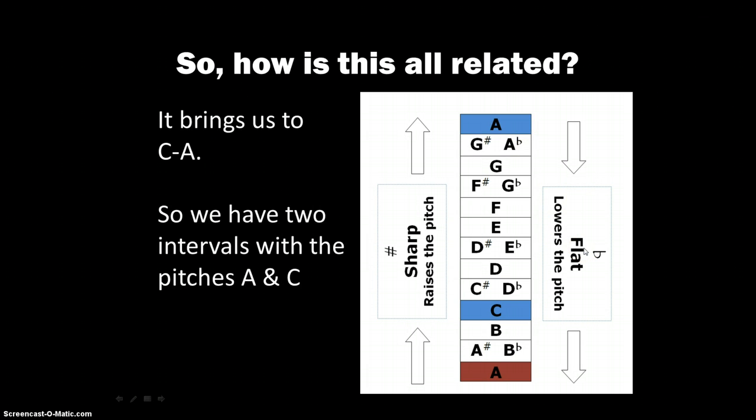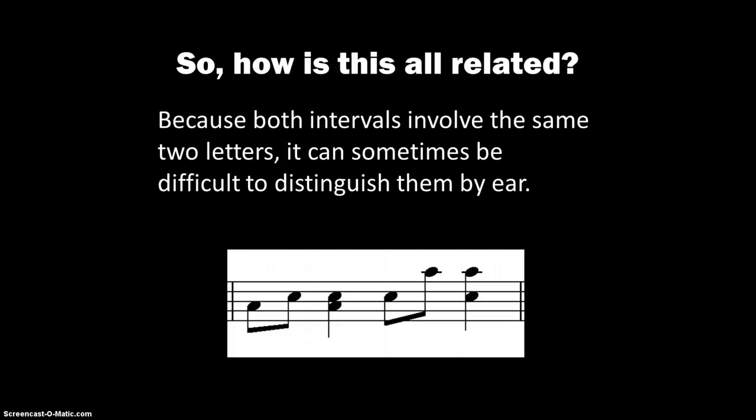Okay, so now we have 2 intervals that involve the unique pitches A and C. One of them, from A to C, is a minor third. From C to A is a major sixth. That's kind of what makes it difficult to distinguish. So here's A to C, and here's C to A.